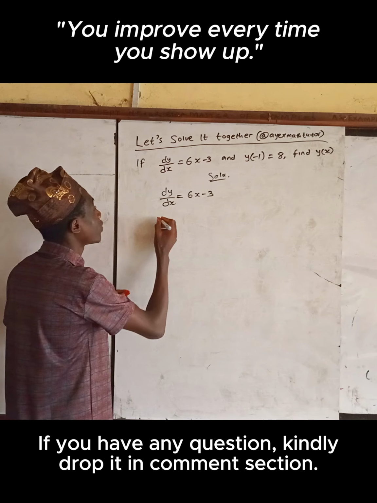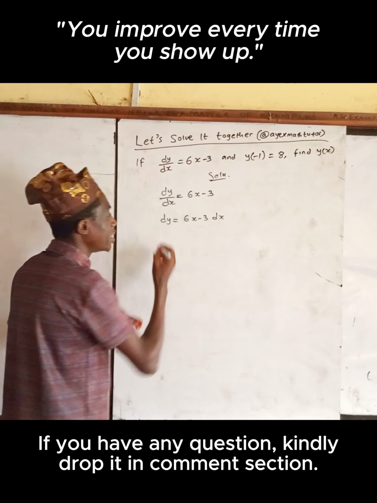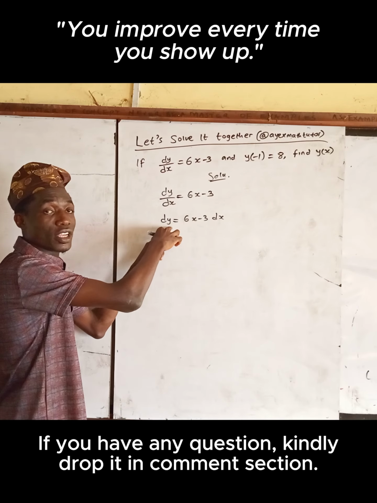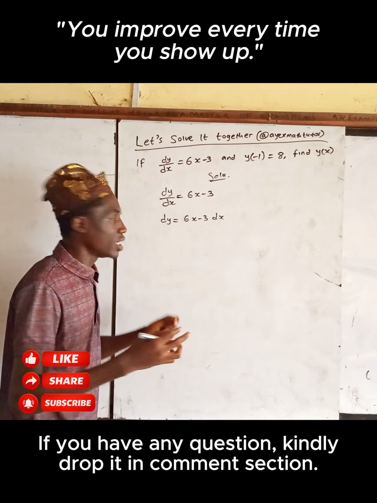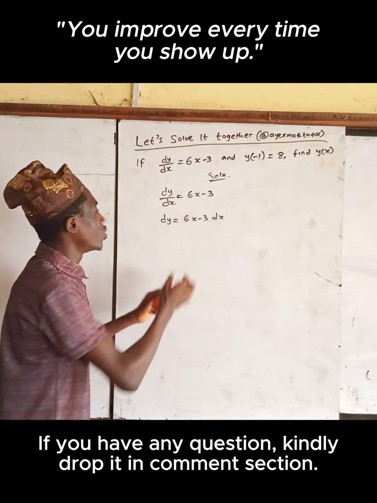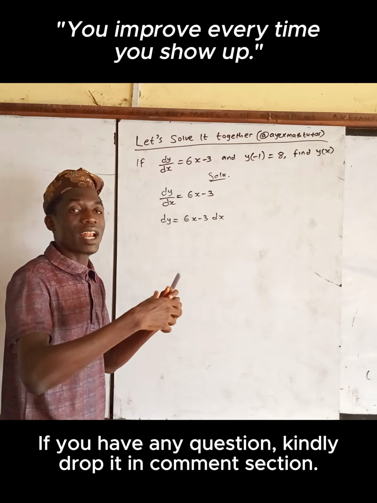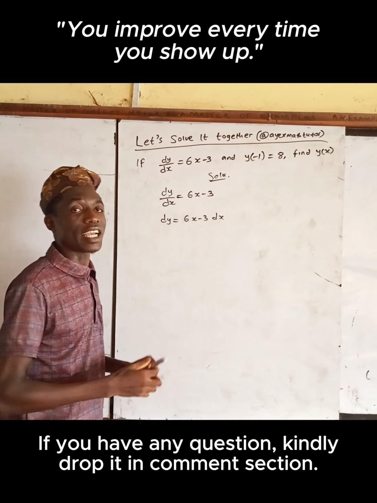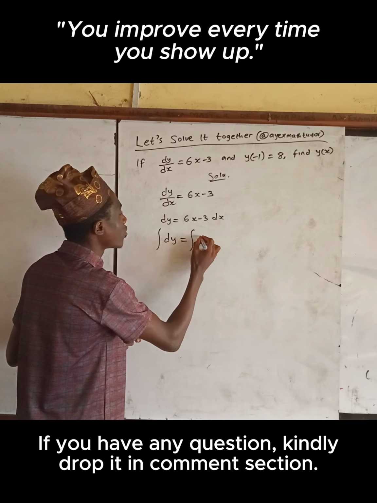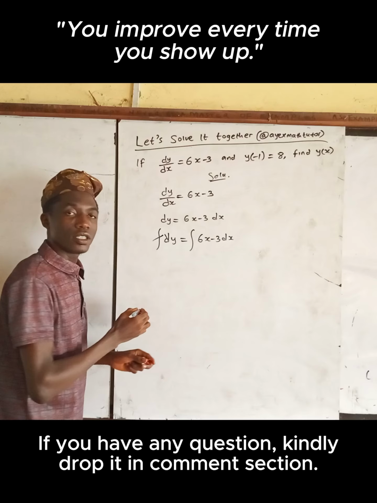We are going to have dy equals (6x minus 3) dx. From here, just take your integration sign. We want to find a way to remove this d. We only want y to be here, and the only way we can do it is to apply the integration sign to both sides of the equation. We have the integral of dy equals the integral of (6x minus 3) dx. So this integration will now cancel the differentiation sign.